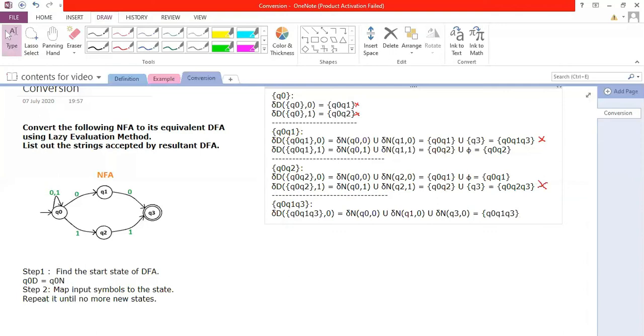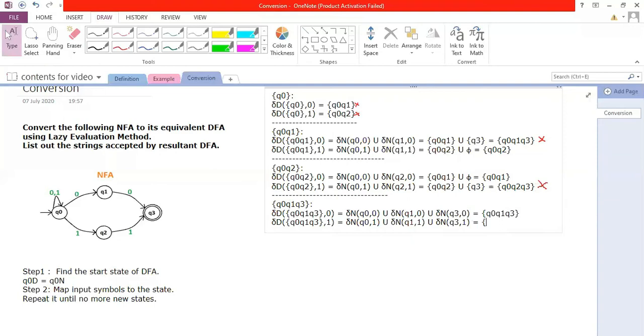I have written it directly. Anyhow, it is the existing state. No need to worry about it. So again, we just perform the transitions for the input symbol 1. So q0 q1 q3 with 1. So it is q0 with 1 union with q1 with 1 union with q3 with 1.